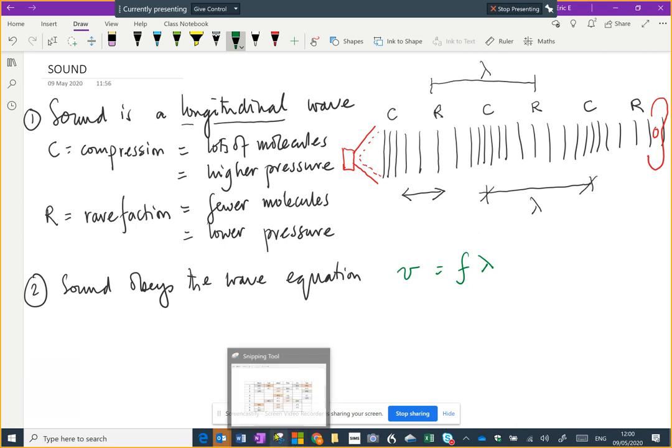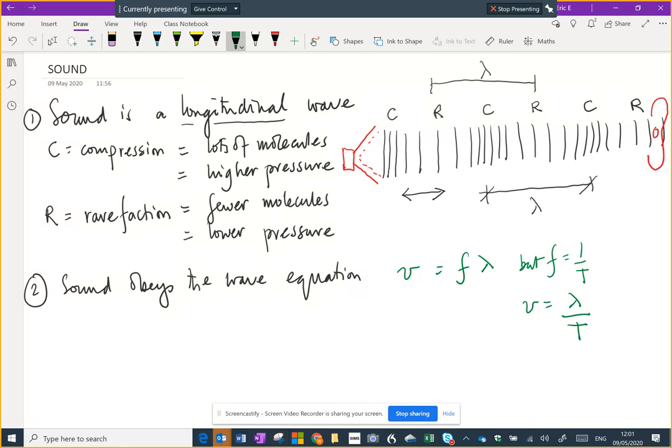Now, some of you will remember that the frequency is 1 over the period. So we can also write v equals lambda over T. And it's at this point that we realized that actually this formula is pretty obvious. The wave equation is always written v equals f lambda. But actually, we know speed equals distance over time.